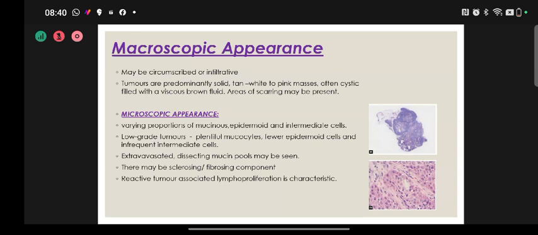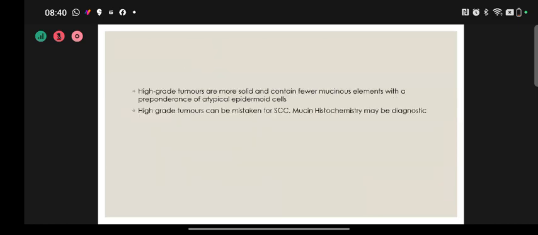Macroscopic appearance, it may be circumscribed or infiltrated. Tumors are predominantly solid or tan to pink-white masses, often cystic, filled with viscous brown fluid. Areas of scarring may be present. On microscopy, the proportion of mucinous, epidermoid and intermediate cells may vary. So low-grade tumors have plentiful mucocytes, few epidermoid cells, and infrequent intermediate cells. Then mucin pools may be seen, and there may be a sclerosing or fibrosing component, and reactive tumor-associated lymphoproliferation is characteristic for mucoepidermoid carcinoma.